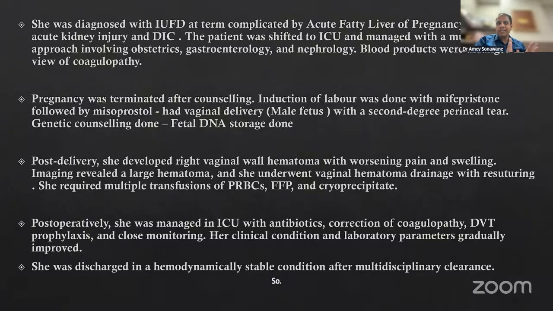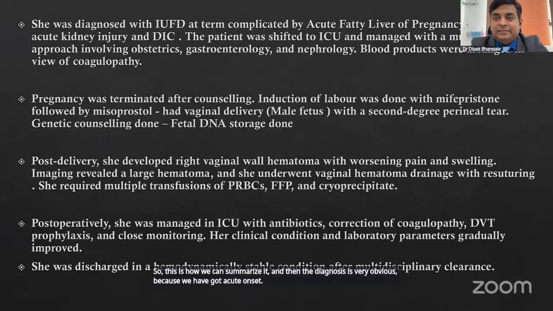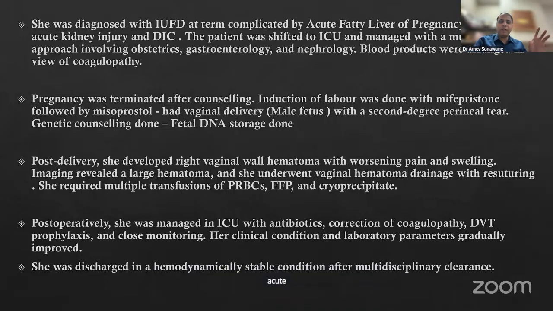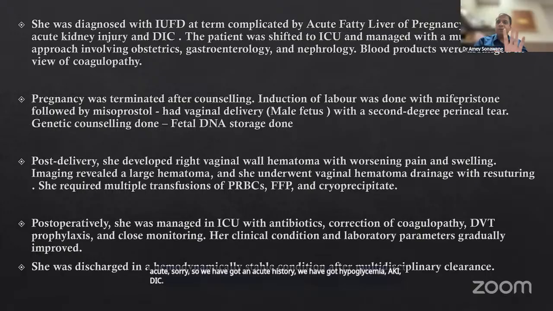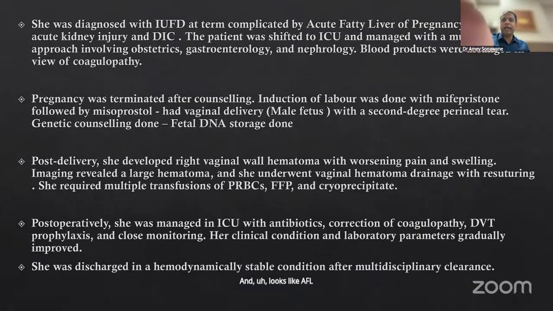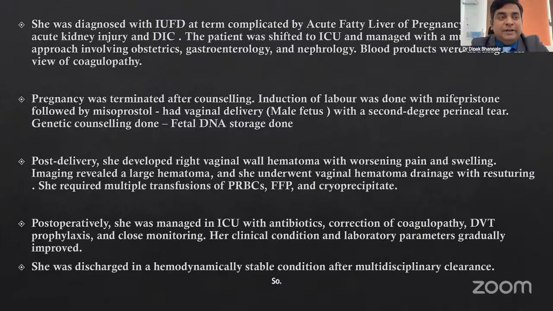So this is how we can summarize it, and then the diagnosis is very obvious because we have got an acute onset, acute history, hypoglycemia, AKI, DIC, and it looks like AFLP at the outset. Right. So I think it is fitting all the clinical features and laboratory features of the Swansea criteria.